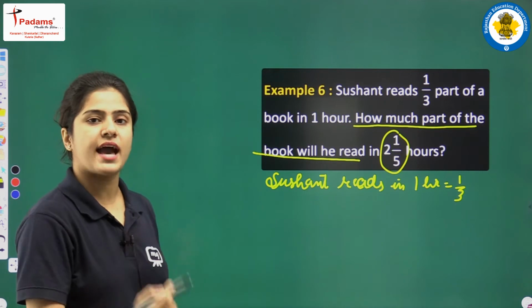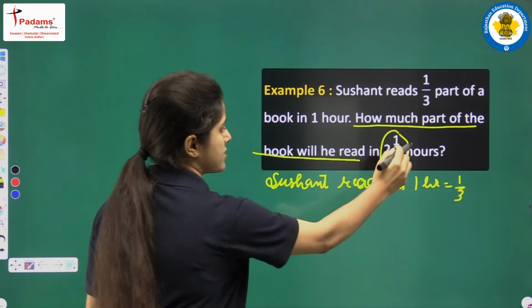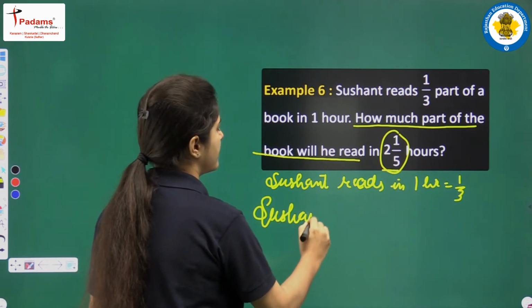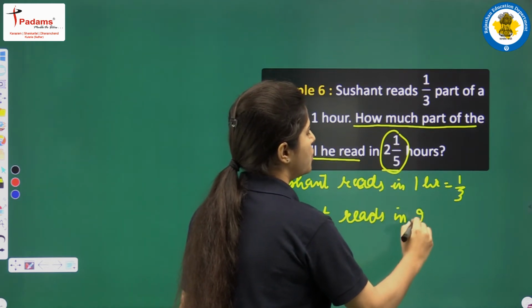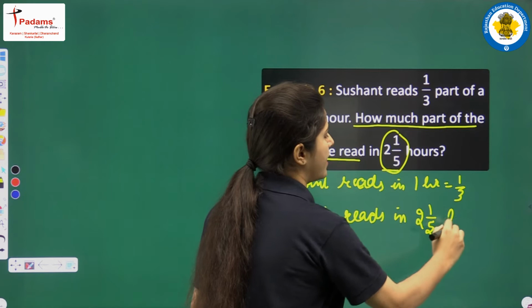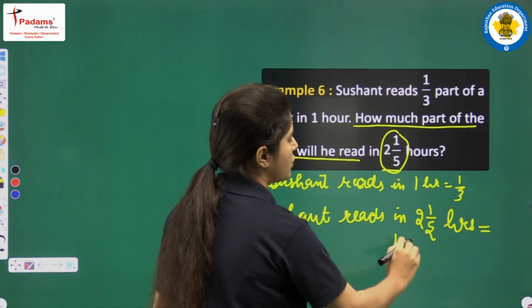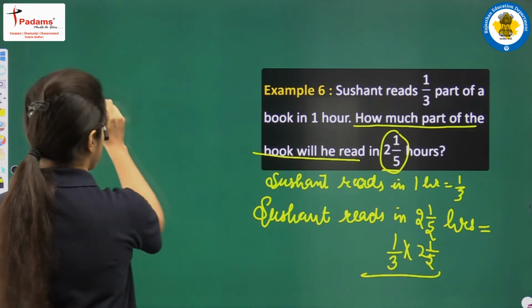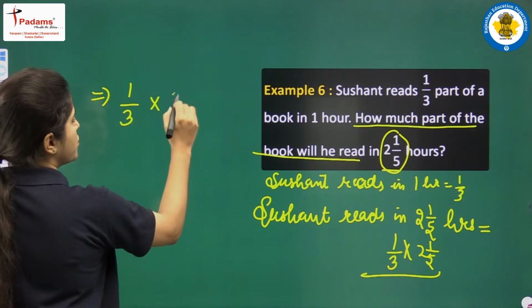Alright students, so we have to find out how much part of the book Sushant will read in this many hours, in 2 1/5 hours. We have to find that. It means that he will read 1/3 into 2 1/5. We have to find out this multiplication. So 1/3 multiply by 2 1/5.